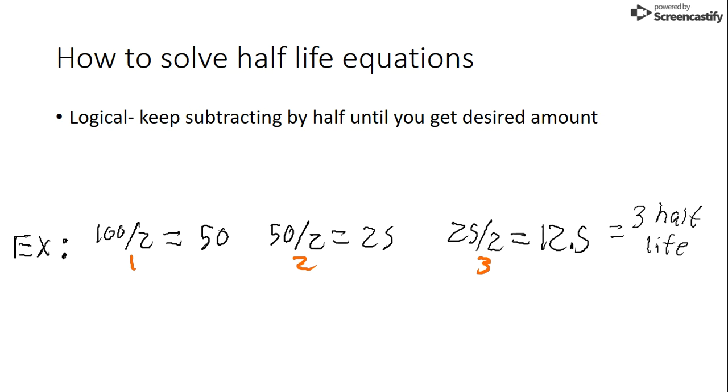Okay, next we have how to solve half-life equations using logical thinking. Logically, just keep dividing by half until you get the desired amount. For example, if there's 100 grams and you're finding 3 half-lives, it would be 100 divided by 2, then 50 divided by 2, and then 25 divided by 2, which is 3 half-lives, and that gives you the answer.